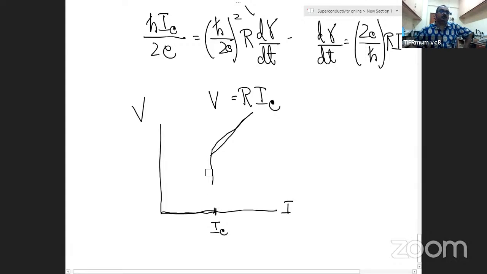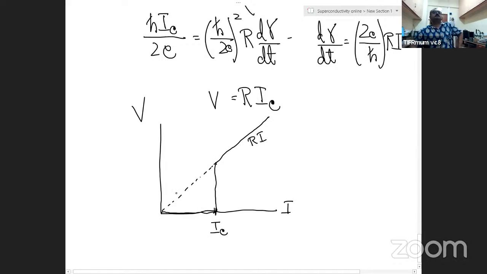So I have not drawn it correctly. Let me draw it. So I'll have an abrupt jump and then it will start going linearly. If I extrapolate this back, it will go to 0. Is that clear? Is it clear so far to everyone? Because if it is not clear up to this point, then it will not be clear what I will tell next. Because the next thing is much more interesting.